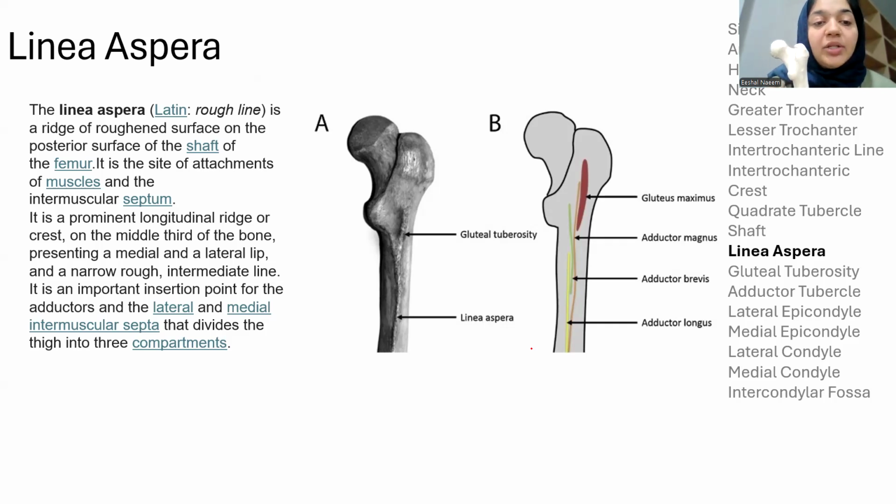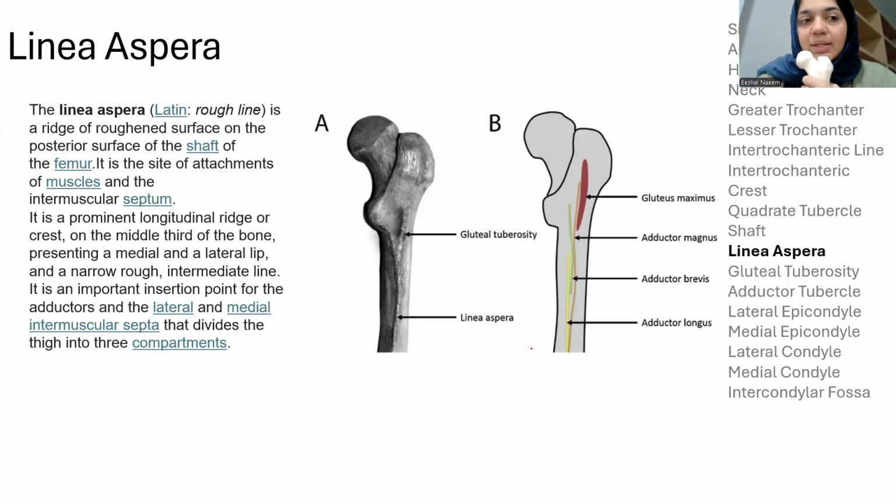It is a prominent longitudinal ridge or crest on the middle third of the bone. If you can see it here, this is your gluteal tuberosity. It is a prominent longitudinal ridge or crest on the middle third of the bone, presenting a medial and lateral lip and a narrow, rough intermediate line. So this gives us the linea aspera itself.